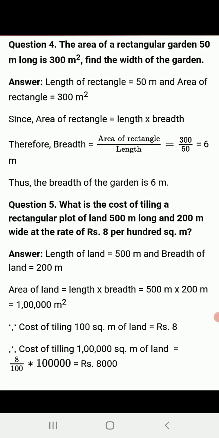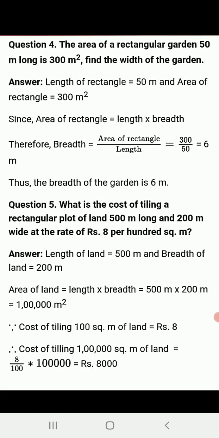So for finding the area of a rectangle, the formula is length into breadth. 500 into 200, you will get 1 lakh meters square. Since they have given the cost of tiling 100 square meter of land is 8, the cost of tiling 1 lakh square meter will be 8 by 100 into 1 lakh.